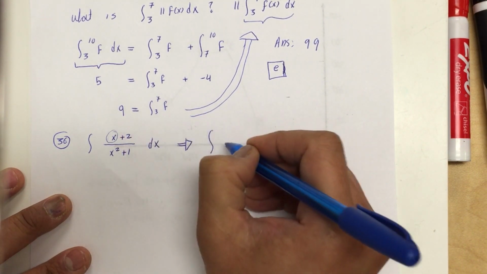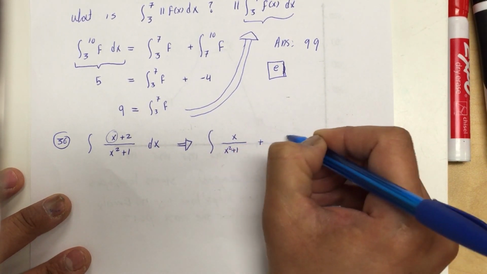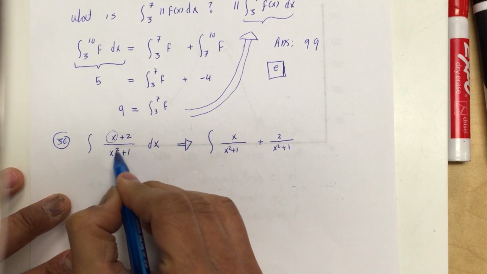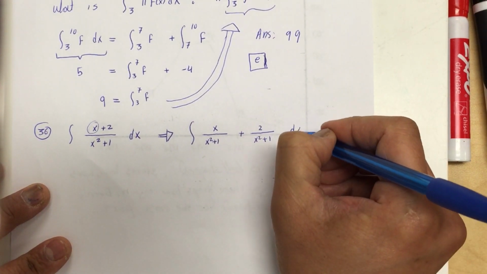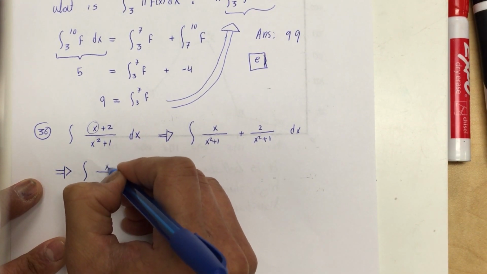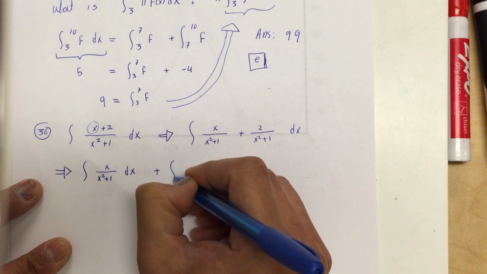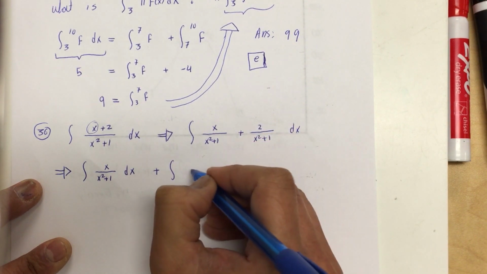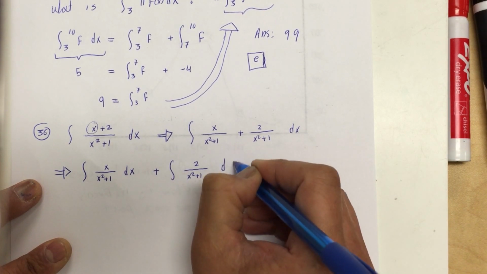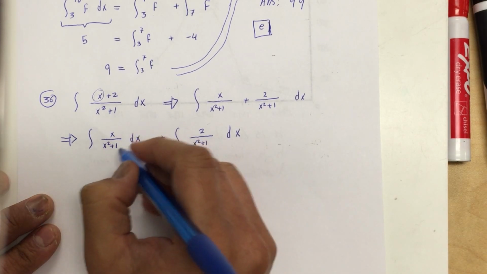So this expression right here can be rewritten as x over x squared plus 1 plus 2 over x squared plus 1, because that's the common denominator. Then you need to distribute the integral symbol, so it's looking like two separate problems. So x over x squared plus 1, and then this is after we distribute the integral symbol to both. You're going to get 2 over x squared plus 1 here. We now have to integrate each part separately.